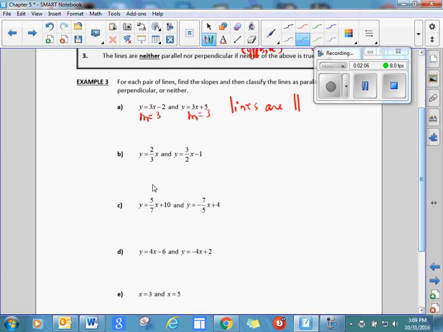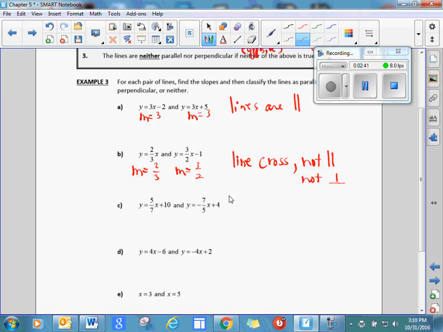And number two, it looks like they're both in slope-intercept form as well. We have this slope being 2 over 3. This slope is 3 over 2. And be careful here. They are reciprocals, but they're not negative reciprocals. So this does not say negative 3 over 2. So we need to say the lines cross somewhere. Lines cross, but they are not parallel and not perpendicular.